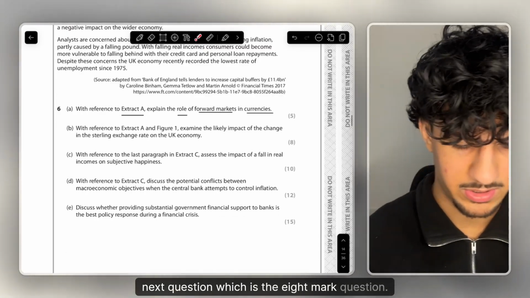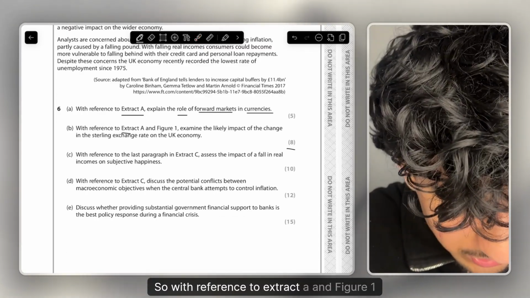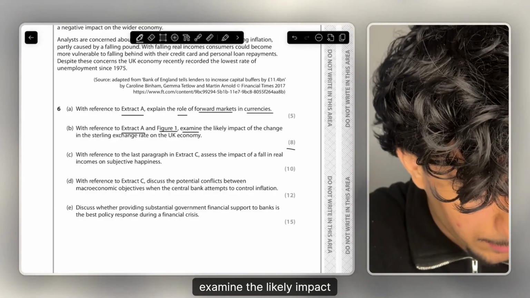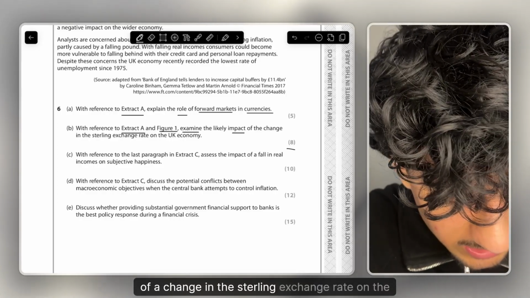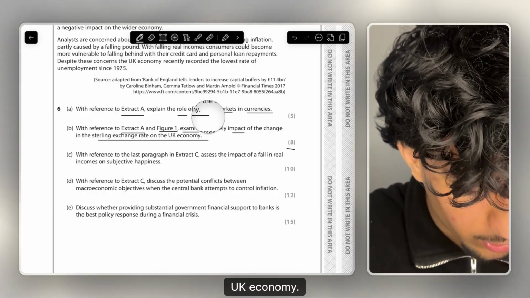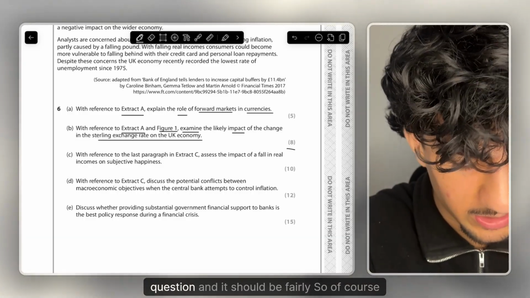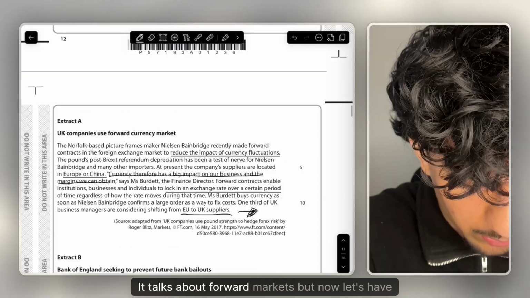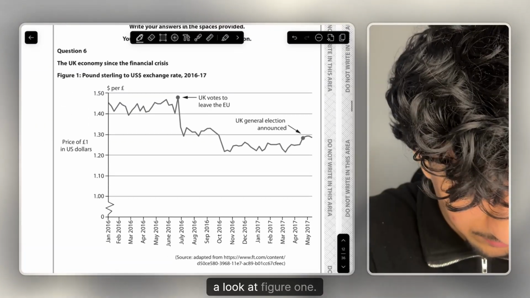Question, which is the 8-mark question. So, with reference to extract A and figure 1, examine the likely impact of a change in the sterling exchange rate on the UK economy. So this looks like a really good 8-mark question, and it should be fairly straightforward. Of course we've already had a look through extract A. It talks about forward markets, but now let's have a look at figure 1.